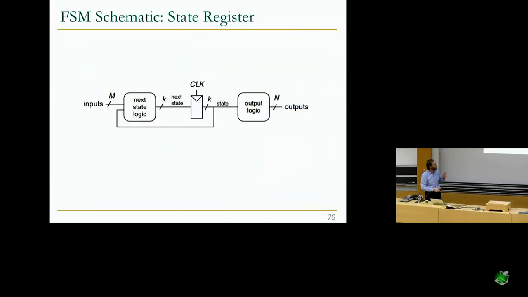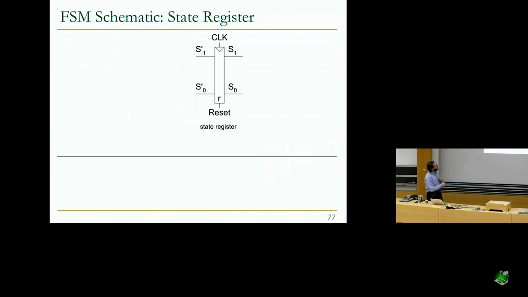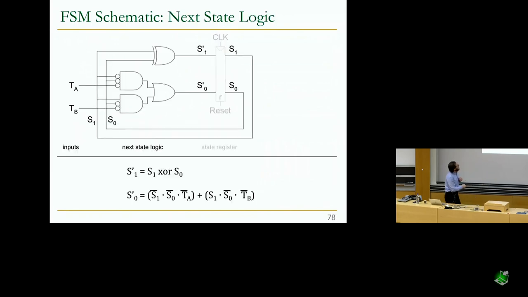This is a Moore machine. The inputs don't affect the outputs. The output is affected only by the state over here. So we need a state register that has 2 bits, that can store 2 bits. And this is our next state, and this is our current state. And this is the logic that we have. This is the next state logic that we have. It takes into account current state and the external inputs, the traffic sensors. OK, and that's how you do it.